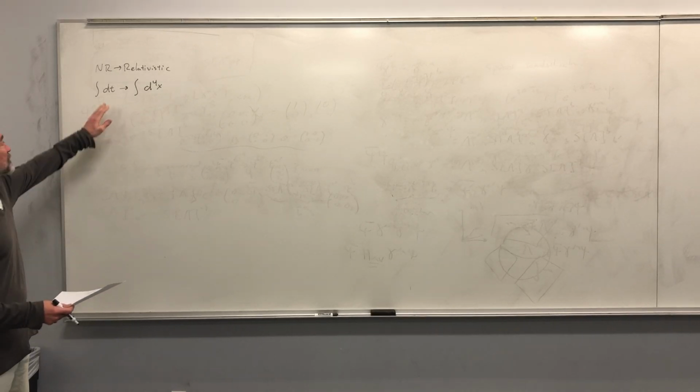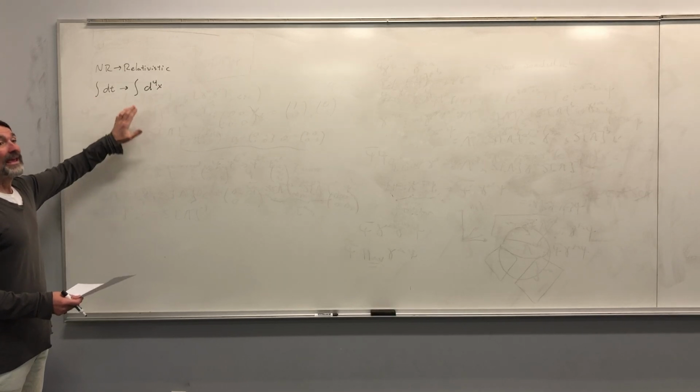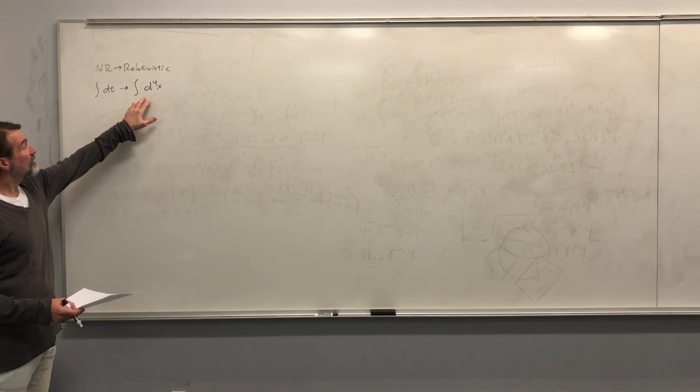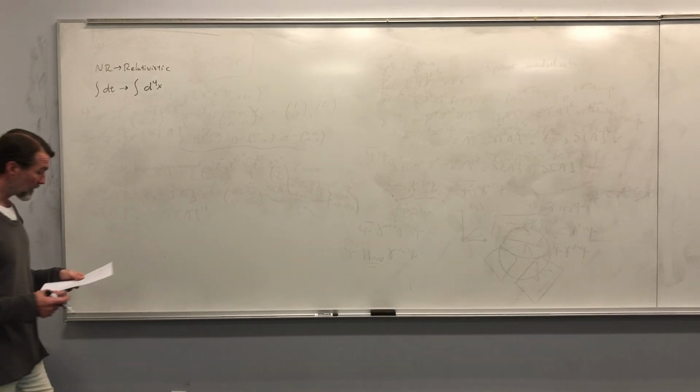So where our action in non-relativistic physics is the integral of the Lagrangian with respect to time, in relativistic physics it will be the integral of the Lagrangian with respect to d4x, okay?